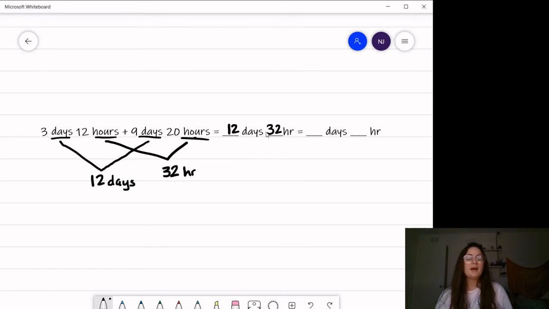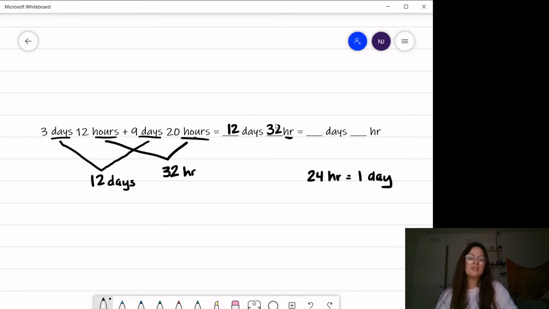Now, I need to ask myself, I'm sure you guys are tired of me saying this because I've said it a lot now. We need to think to ourselves, can I rename my smaller unit into a larger unit? So my smaller unit is hours. What's the next largest unit after hours? That's going to be days. What do I know about the relationship between days and hours? I know there are 24 hours in a day.